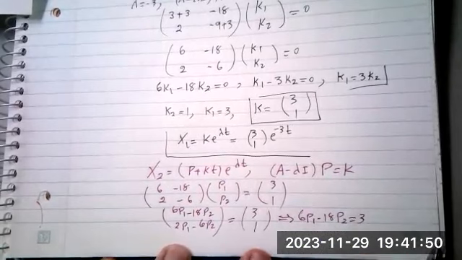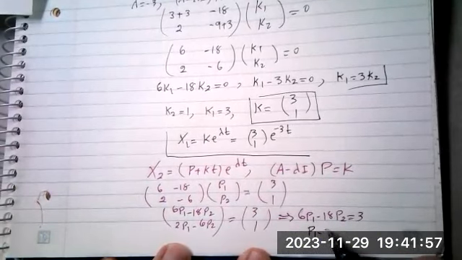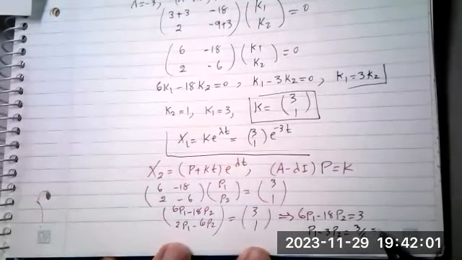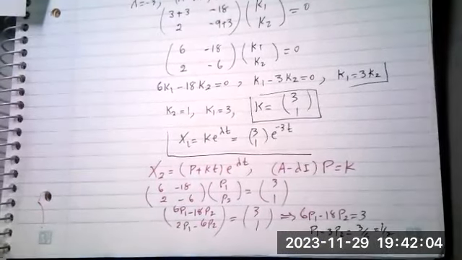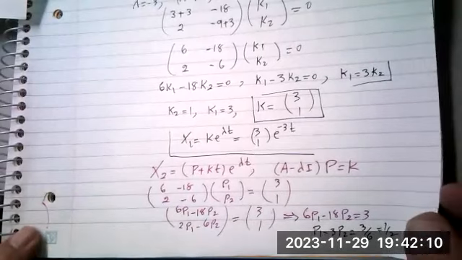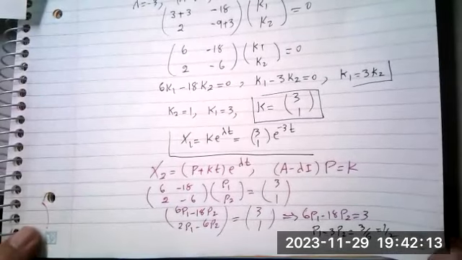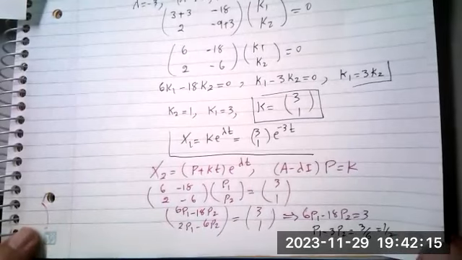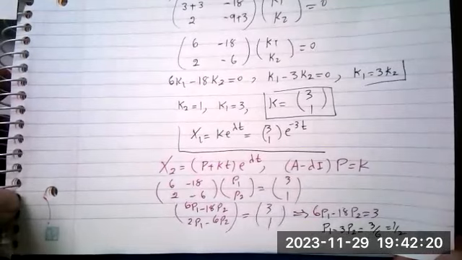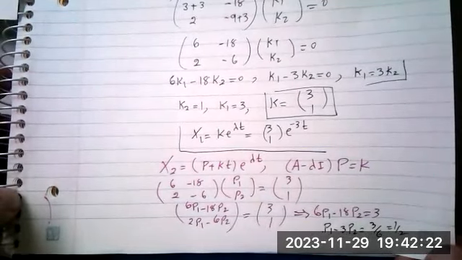You divide by 6 to get the P1. So that gives you P1 minus 3 P2 equal to 3 over 6, which is 1/2. So there you are. You have a relationship between these two, and you just pick one number: P1 minus 3 P2 equals 1/2. Okay, any question? Go to the next page to finish it.